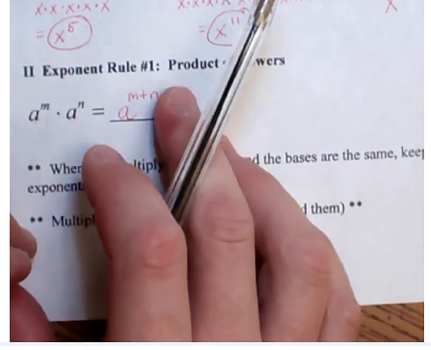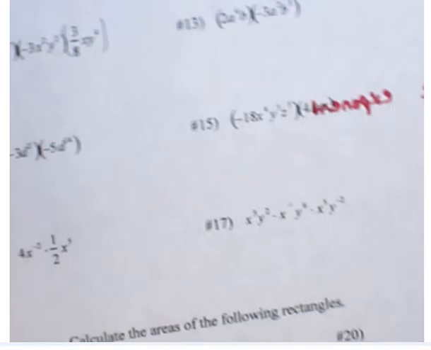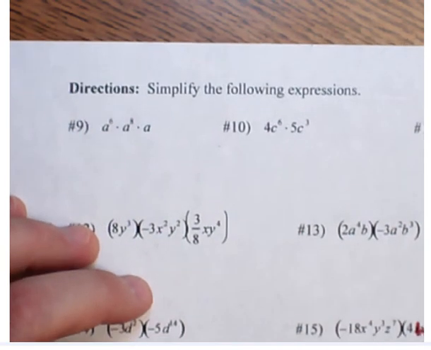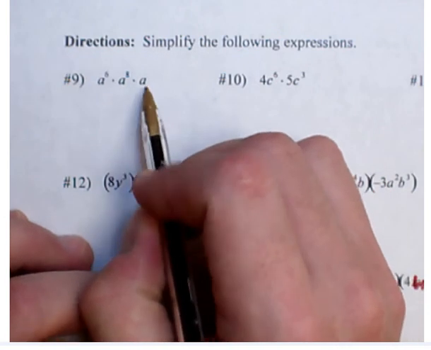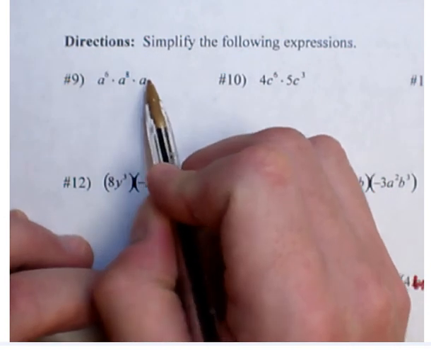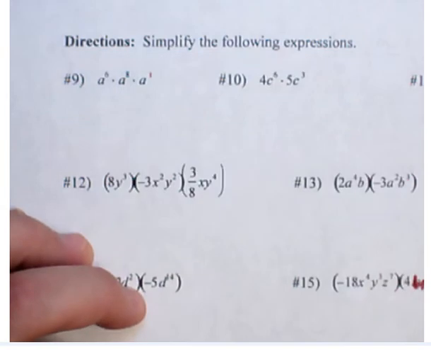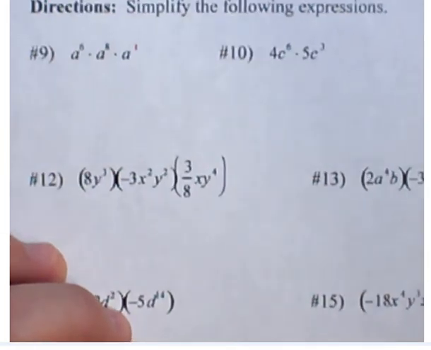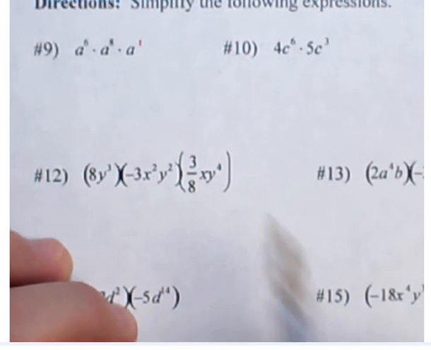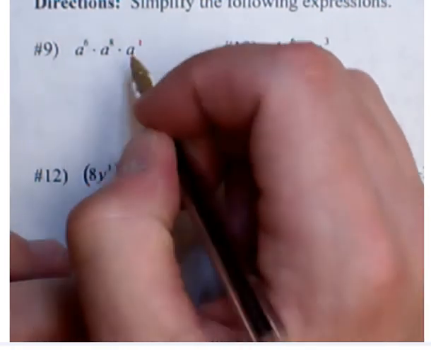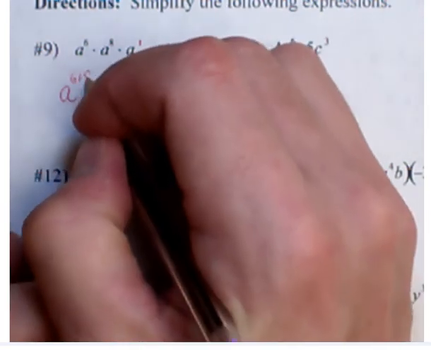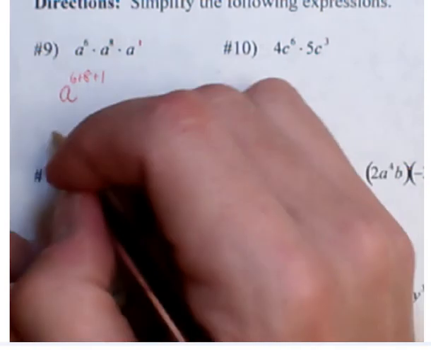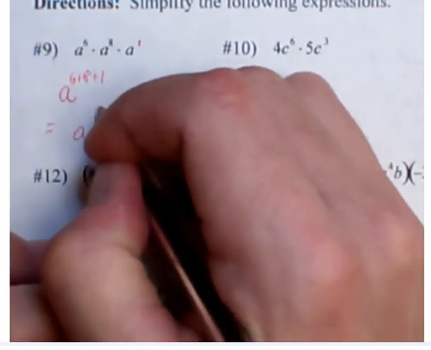Now let's do some examples here. Let's flip this onto the back. All right, and let's look at number 9. A to the 6th times a to the 8th times a. If there's no exponent with the variable, it's automatically a 1. So we put a 1 in there. I know that's kind of hard to see. It's kind of small. So what do we do? When we multiply the variables, we keep the base and we add the exponents. 6 plus 8 plus 1, and we get a raised to the 15th power.